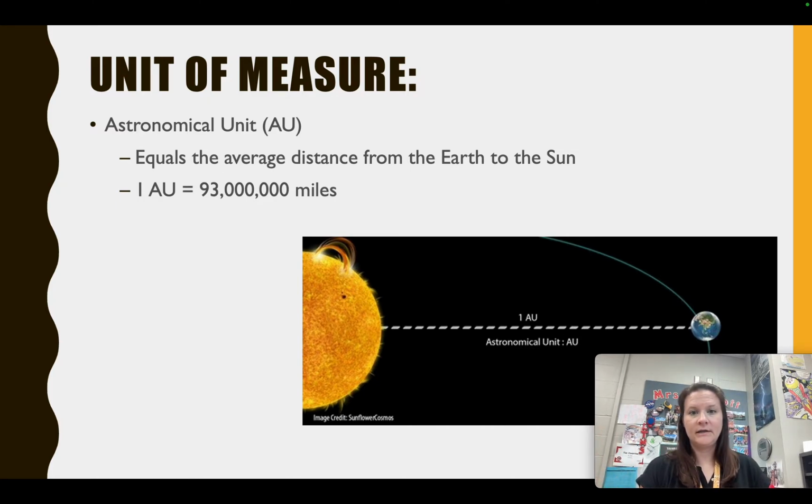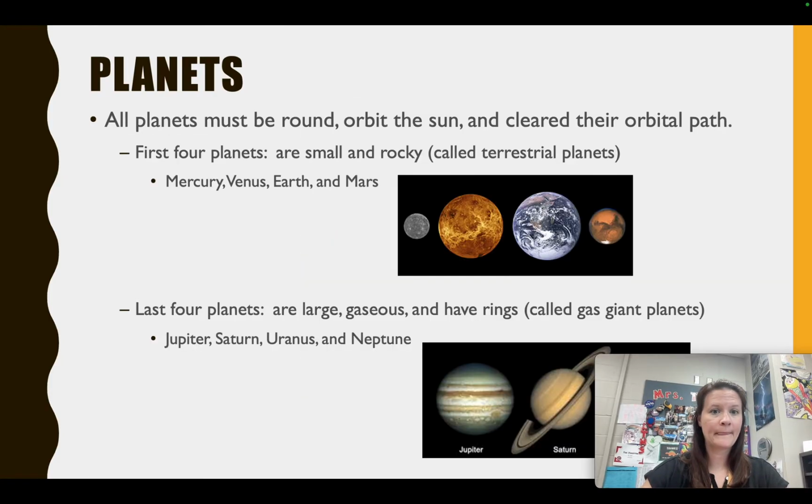So starting tomorrow, we're going to get going on a project where you will get to choose a planet or a moon to learn about. And if you have a planet, you'll need to know the AU. So you'll look that up, and now you understand where it comes from.